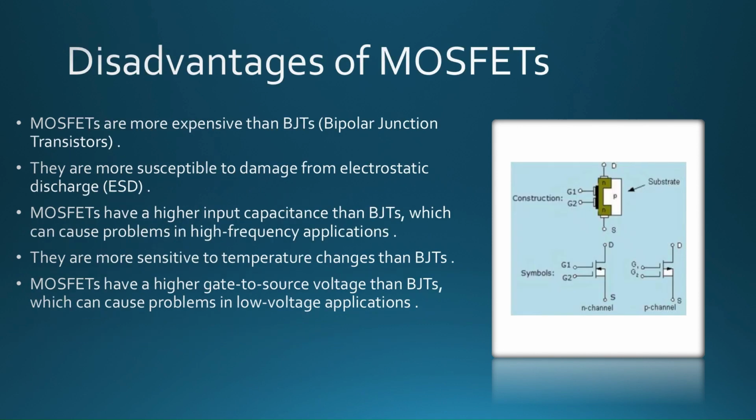And among disadvantages are: MOSFETs are more expensive than BJTs, bipolar junction transistors. They are more susceptible to damage from electrostatic discharge, ESD. MOSFETs have a higher input capacitance than BJTs, which can cause problems in high-frequency applications. They are more sensitive to temperature changes than BJTs. MOSFETs have a higher gate-to-source voltage than BJTs, which can cause problems in low-voltage applications.